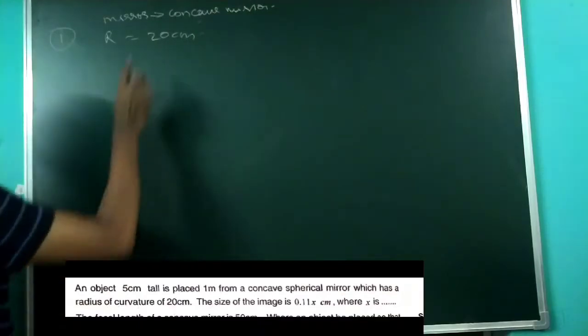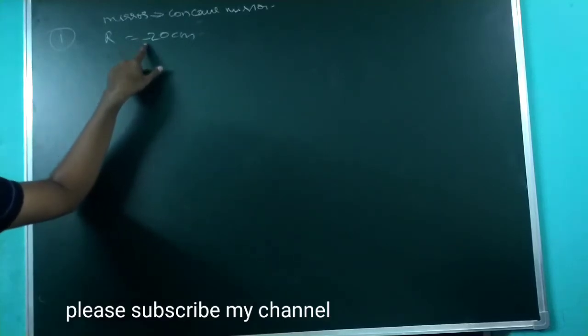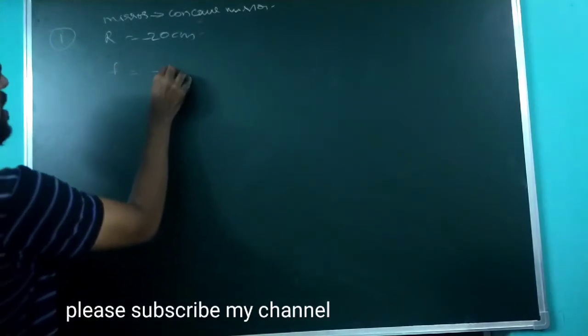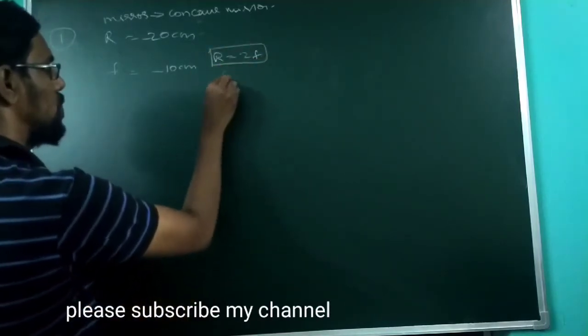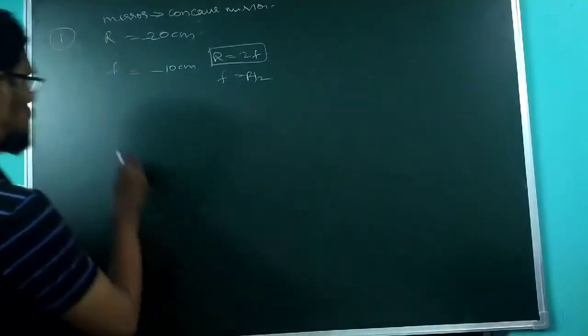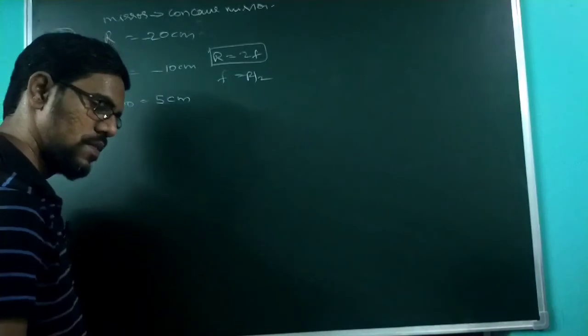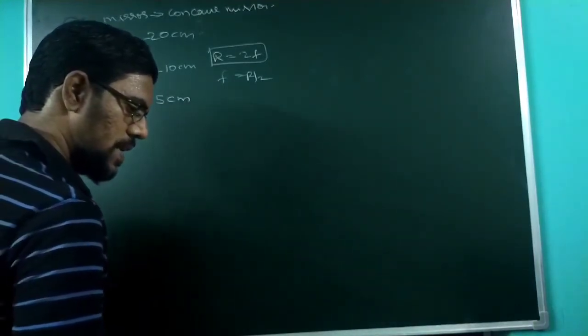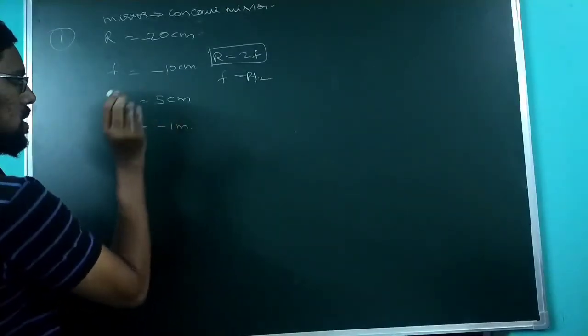We know that for sign conventions, the concave mirror radius of curvature is negative, so R is equal to minus 20 cm and F is minus 10 cm. Why? Because R is equal to 2F, so F is equal to R by 2, which is minus 10 cm. The height of the object is HO equal to 5 cm, and it is placed 1 meter from the concave mirror, so U is equal to minus 1 meter.